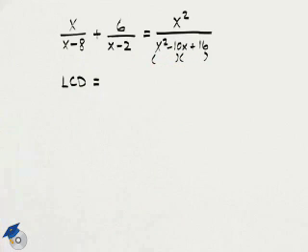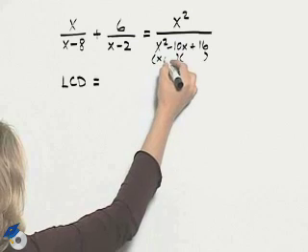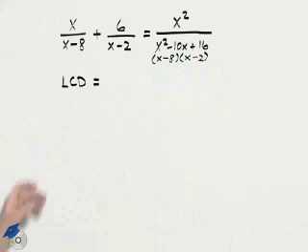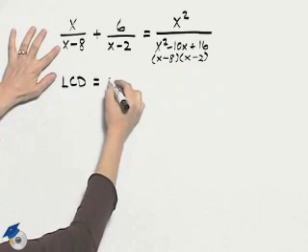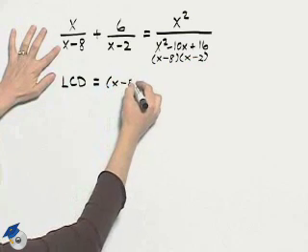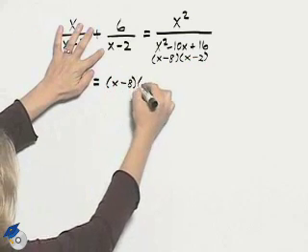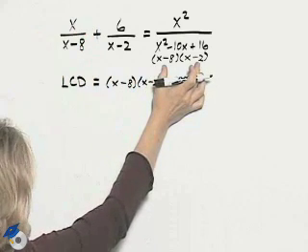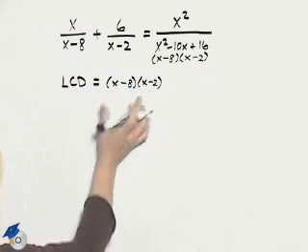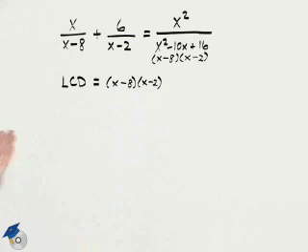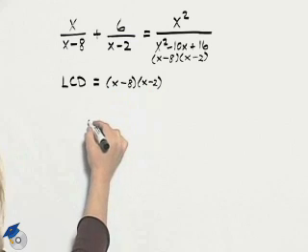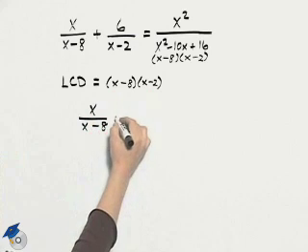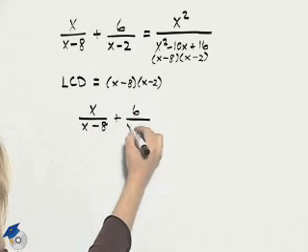When we factor this denominator, we will get x minus 8 times x minus 2. So the LCD has to contain x minus 8, has to contain x minus 2, and it has to contain x minus 8 times x minus 2, which we already have. So our LCD is as given. I will now rewrite my equation as it is given.